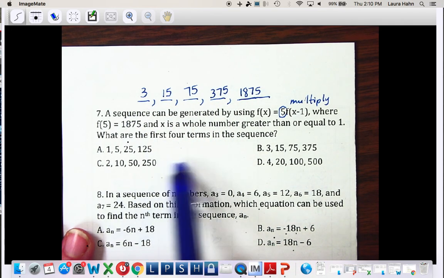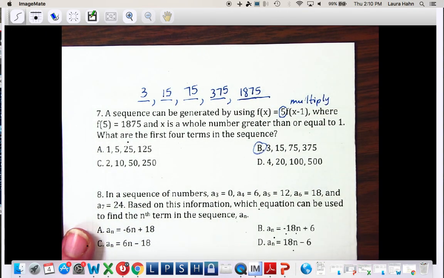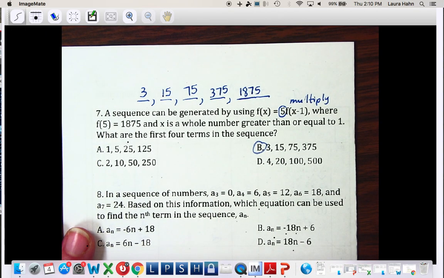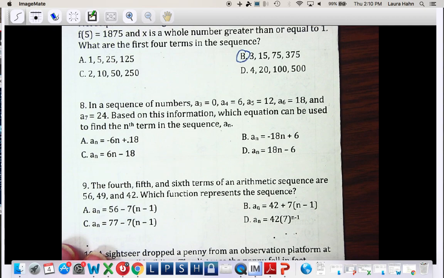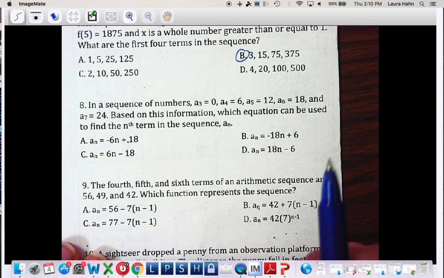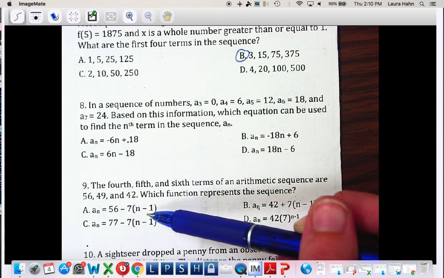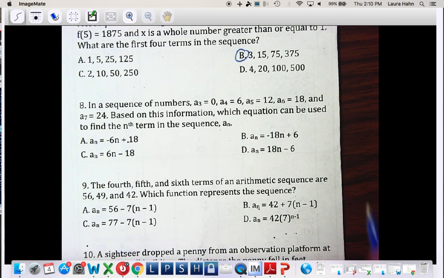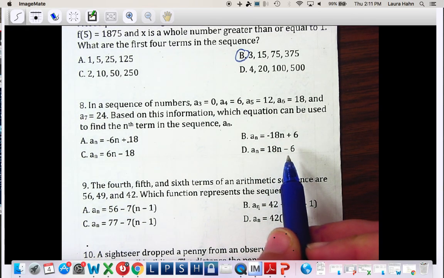So what are the first 4 terms? So the one that matches is B. Let's see. Okay. The way I would do number 8, and I'm not going to do number 9 with you, I want you to try 9 on your own, okay, is since it gives me an equation like this, I would graph this and then I would open my table.